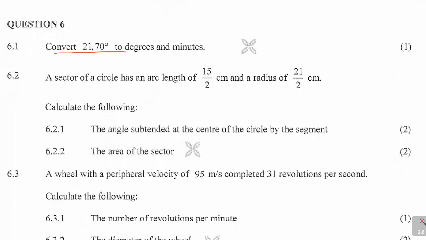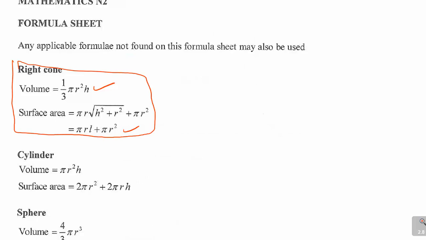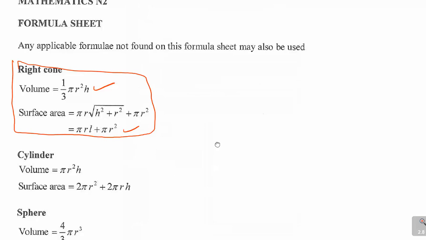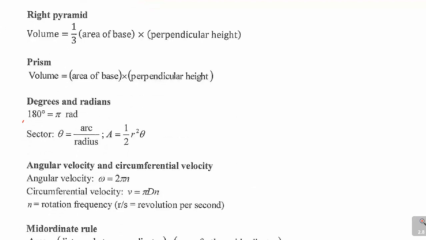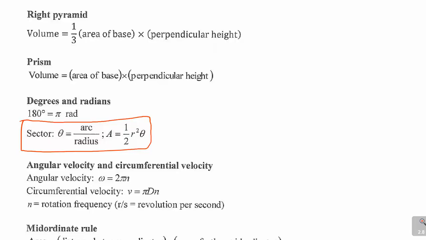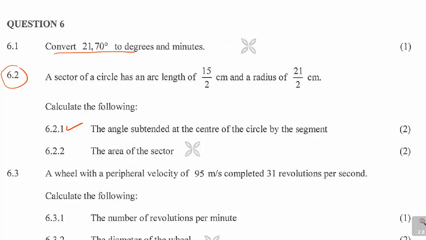again a basic conversion. And then here 6.2 was based on the sector of a circle, and again it depends on the formulas. You needed to go to the formula page and look at the part that deals with sector of a circle, and I think it's here. So this is what deals with the sector of a circle. It is very, very basic. So you're supposed to use that for the sector. And you can see it deals also with the area. So this question was saying the angle subtended. So you're using that formula, and the area, you see that. So you're relying on that formula.